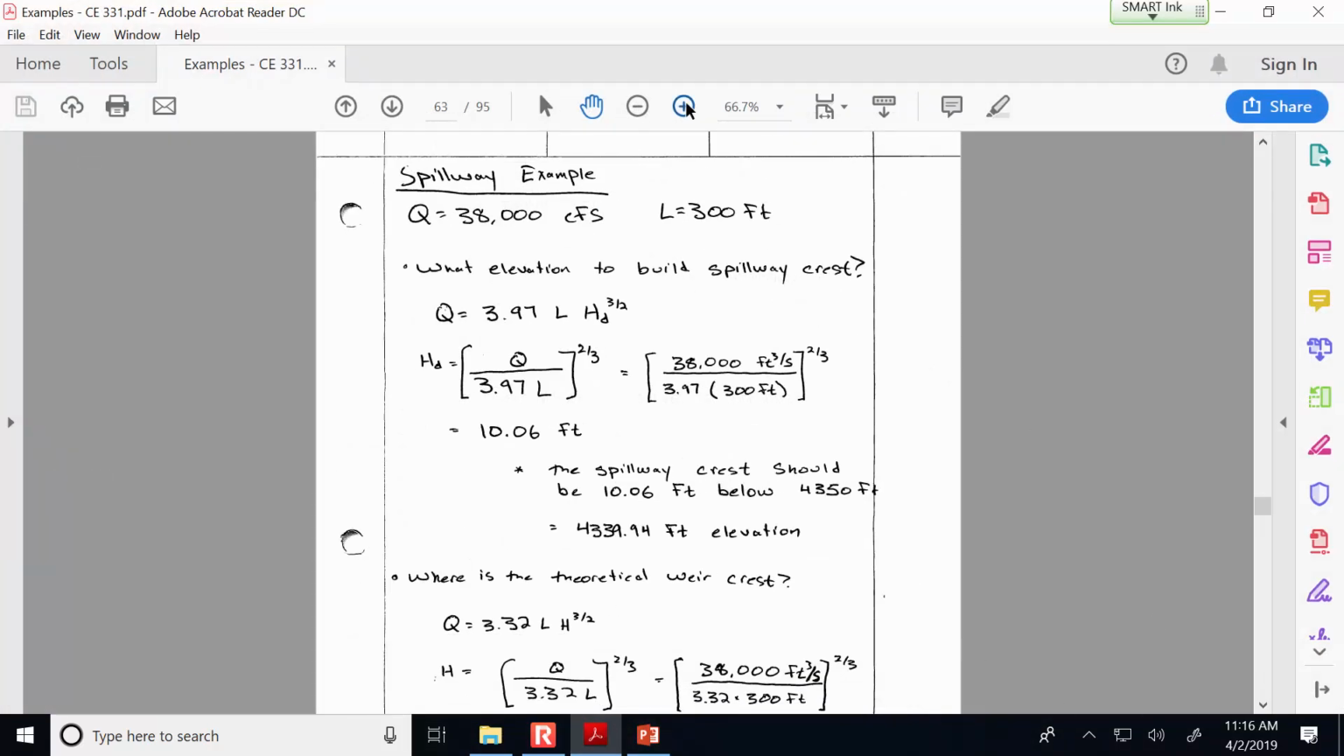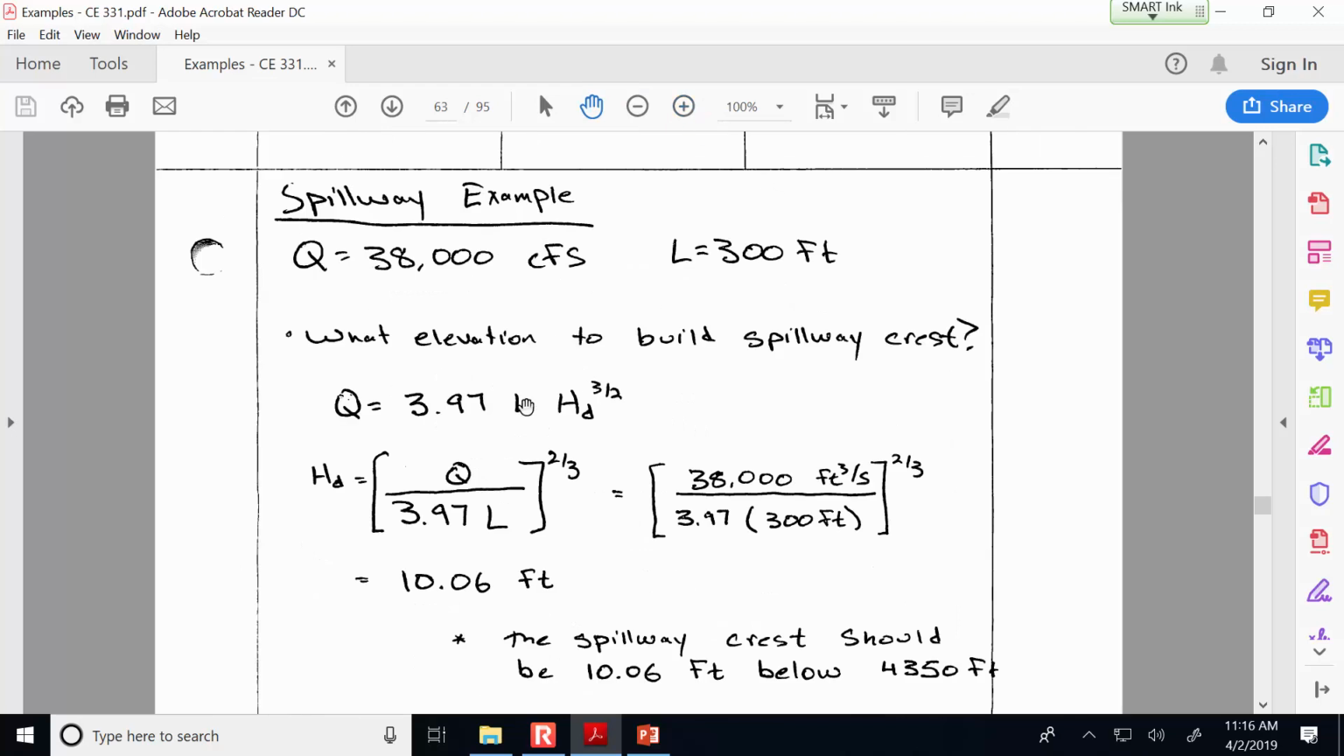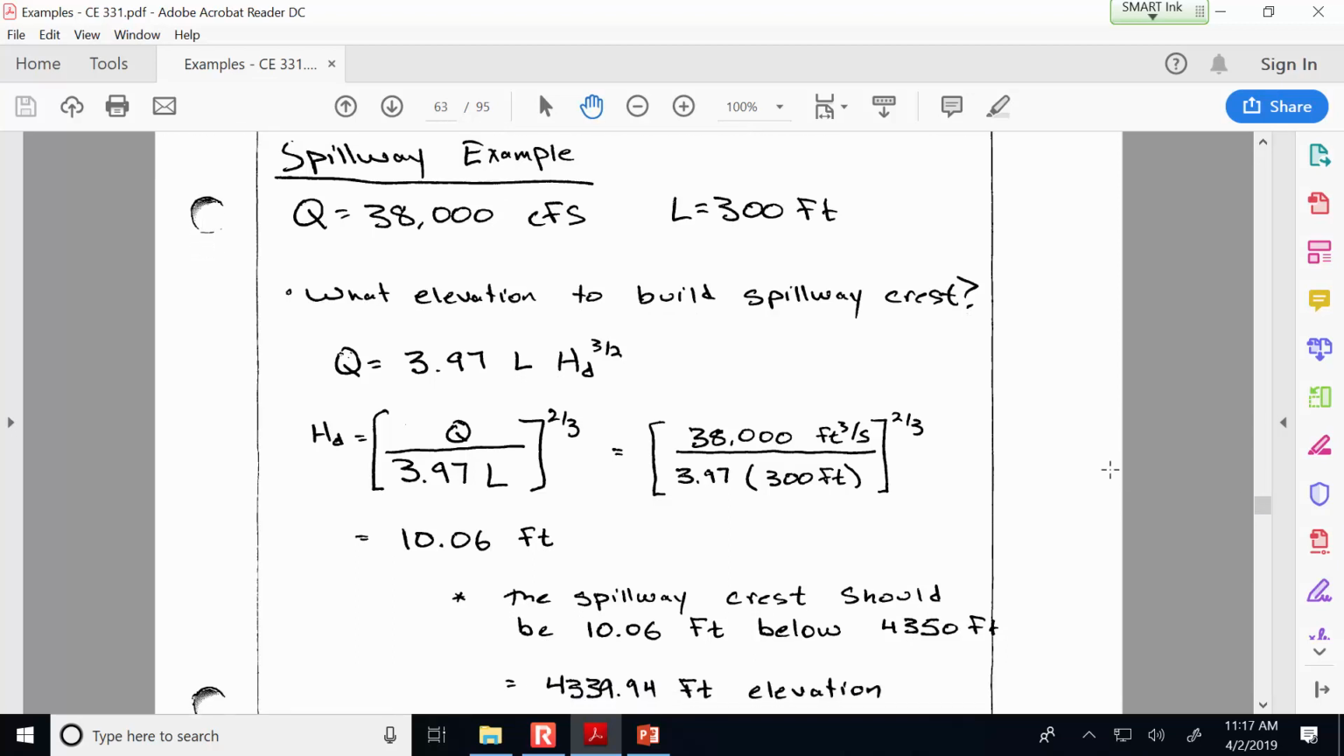Okay, so let's take a look at that solution here. Just rearranging to solve in terms of h sub d, what we get is it should be about 10 feet of head up above that spillway crest. And so then the spillway crest, therefore, should be 10.06 feet below the given water elevation. And so it should be built at 4339.94 feet.